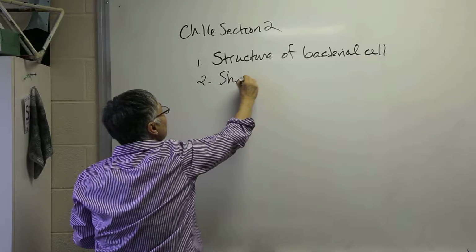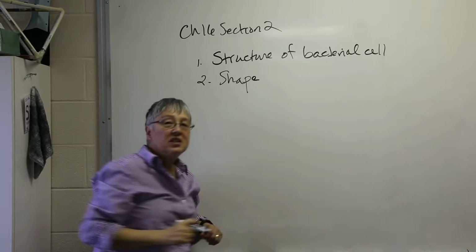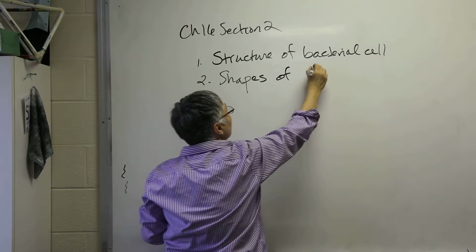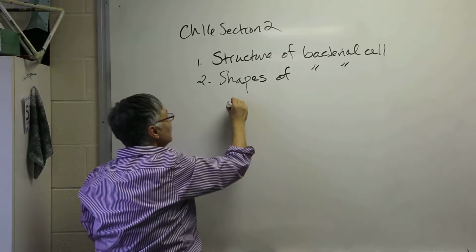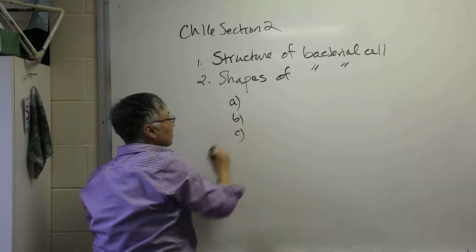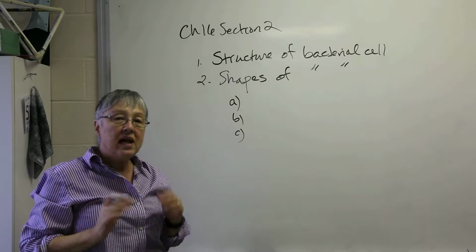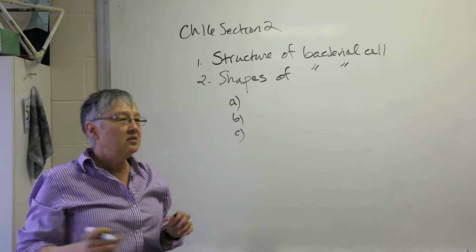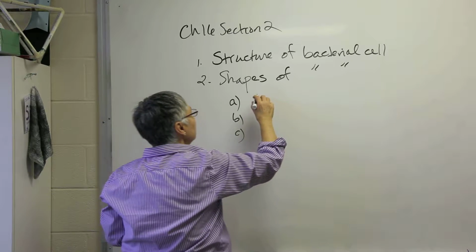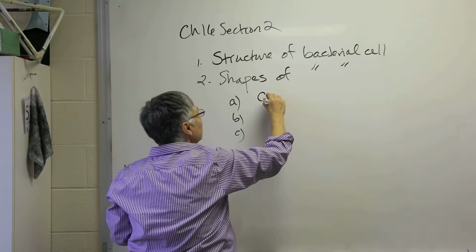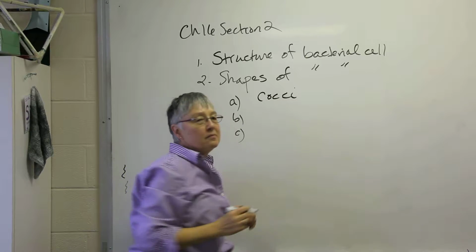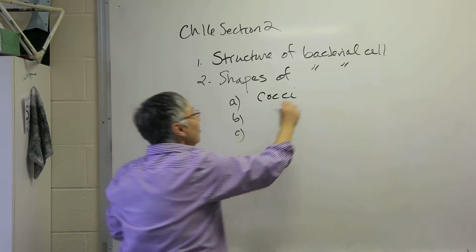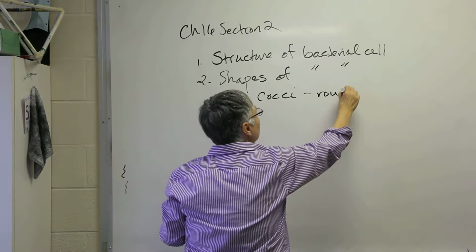I talked a little bit last time about the structure of a bacterial cell. We were just finishing up on the shapes of bacterial cells, and I mentioned that there are three primary categories of shapes. There's some bacteria that don't fall into this category, but nonetheless this is a major way of classifying bacteria.